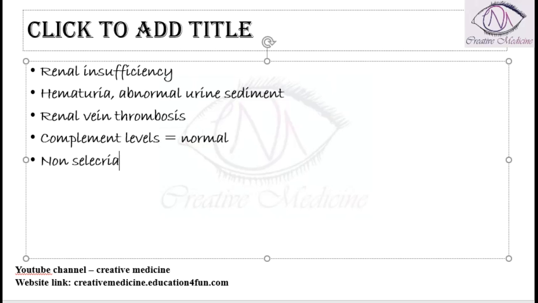If you see minimal change disease, you will see selective proteinuria, that is, there is loss of only albumin in the urine. But in membranous glomerulonephritis, non-selective proteinuria is seen, that is, along with albumin, globulins are also excreted in the urine.